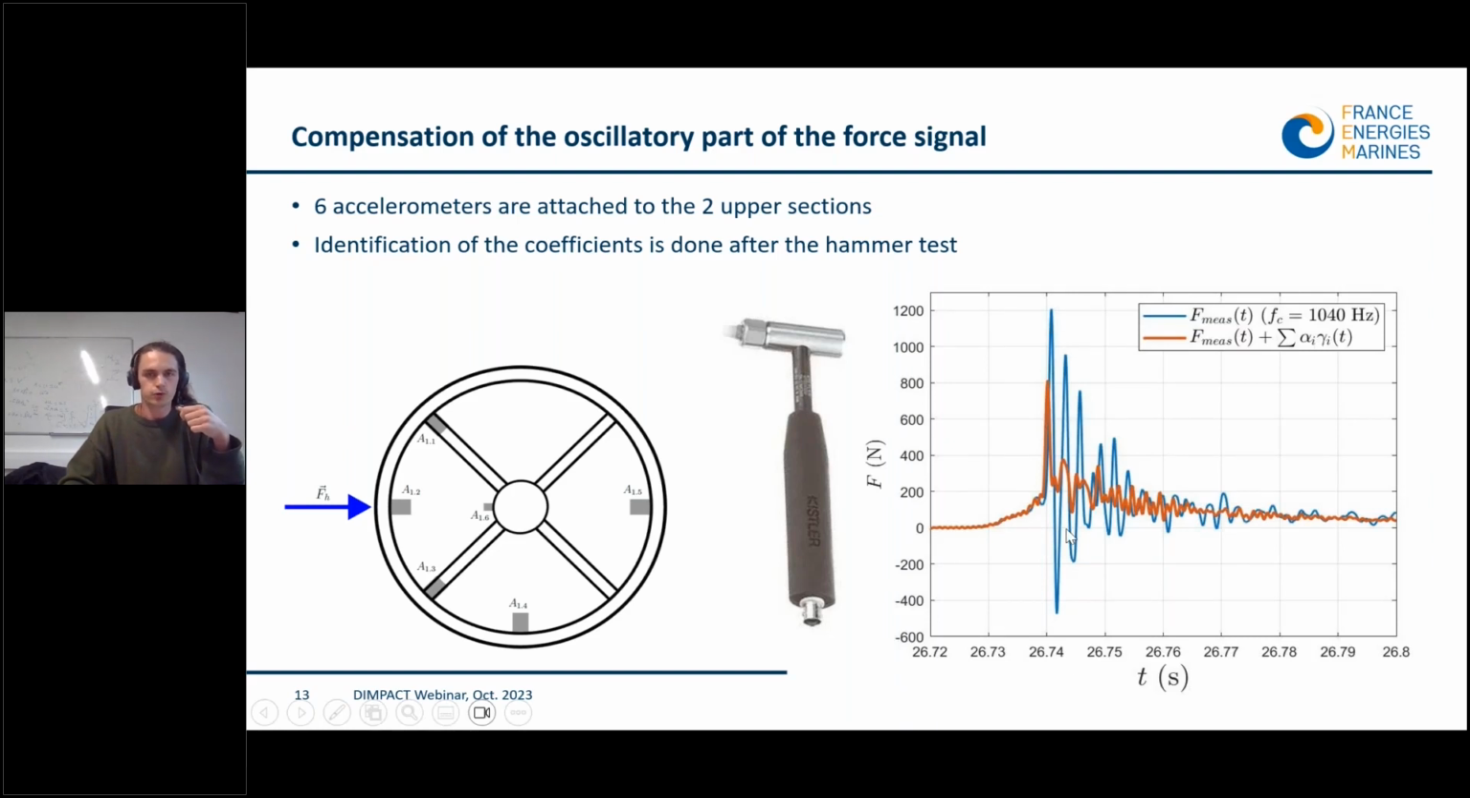So the blue curve corresponds to the raw load signals on the first section, and the orange curve corresponds to the reconstructed force signals, so the sum of the blue curve plus a linear combination of the acceleration. What we can see is that we were able to compensate for an important part of the load oscillations. In the following, all the results that I will present will be using this methodology. So the load corresponds to the orange curve, to the compensated load.